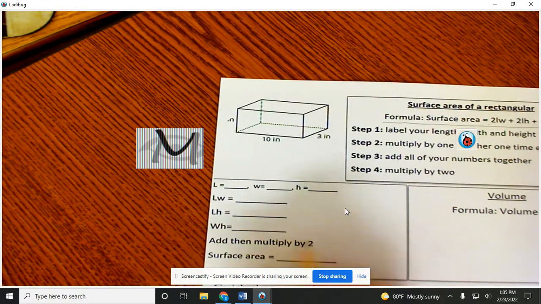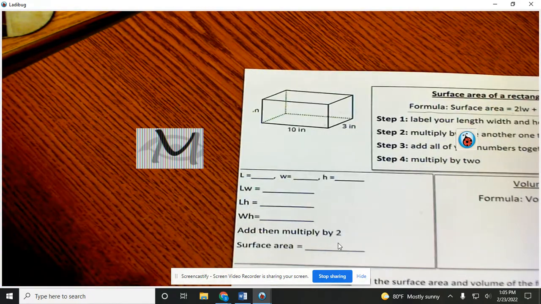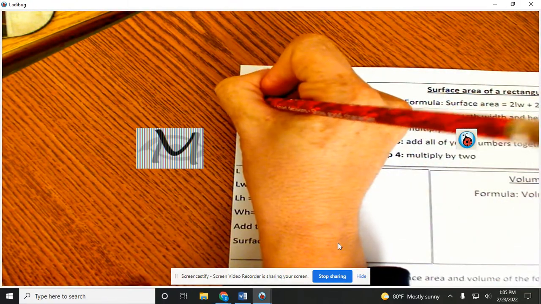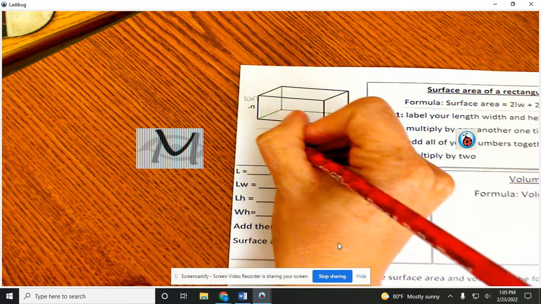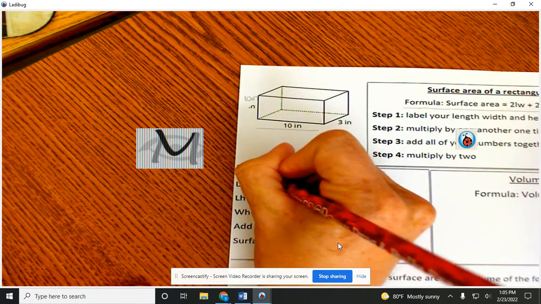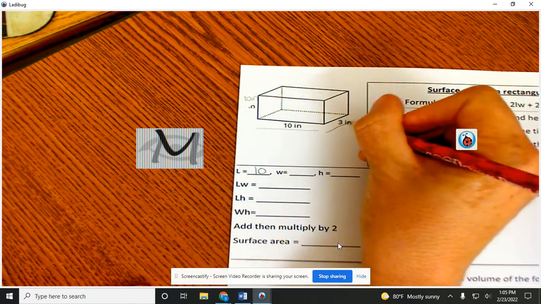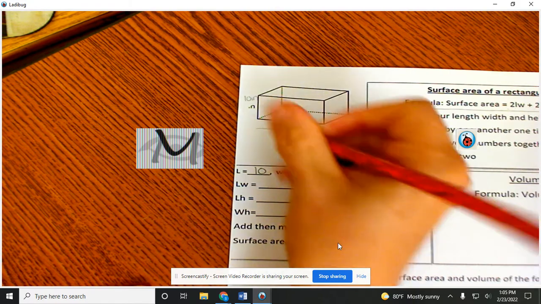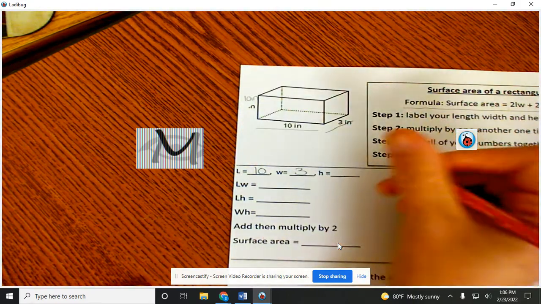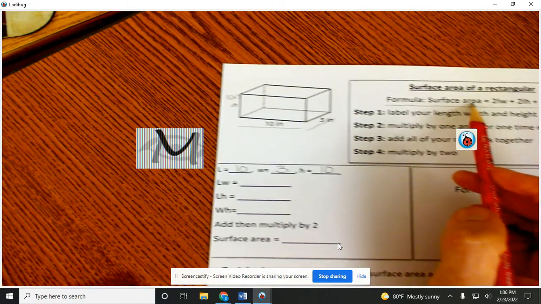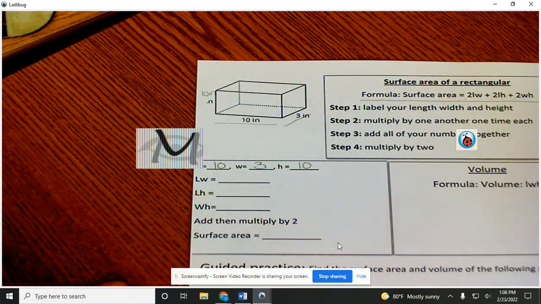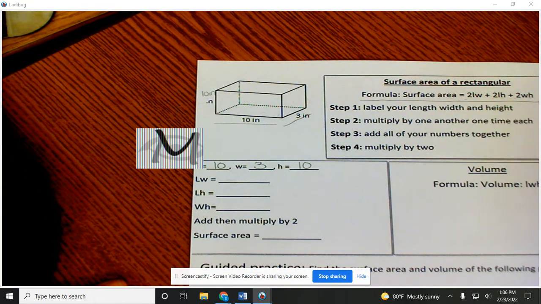All right, and this is saying I'm going to make this 10 inches. So I've got a length right here of 10, I've got a width of 3, and I've got a height of 10 inches. So if we were to break it down the way that the formula looks over here, let me get rid of this guy.